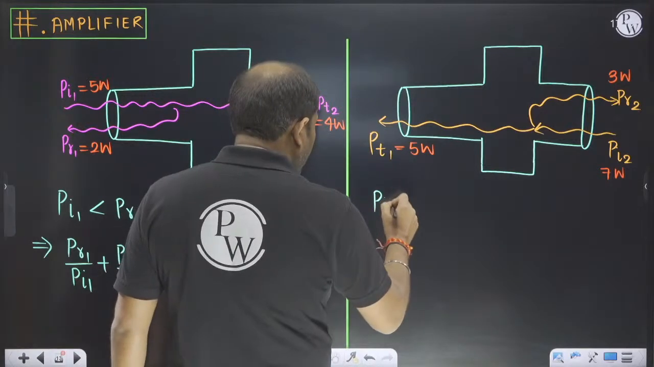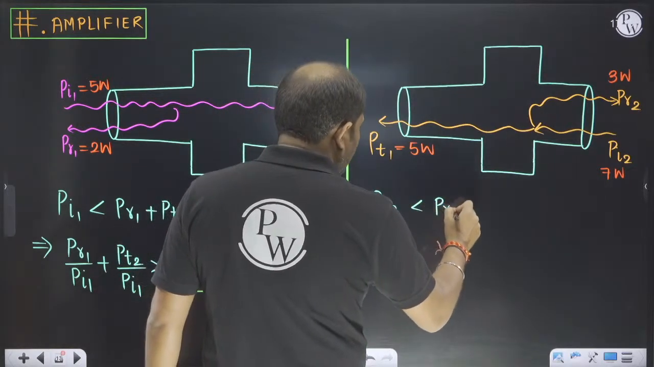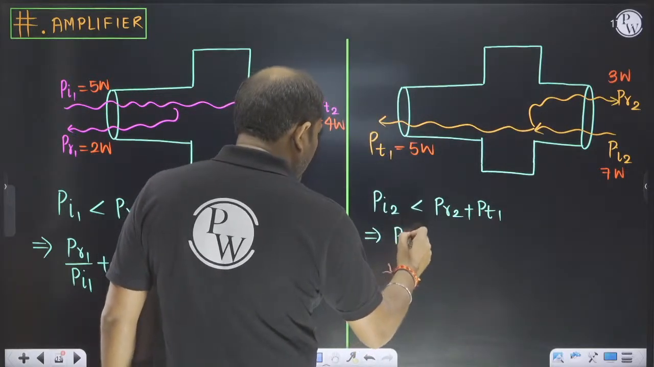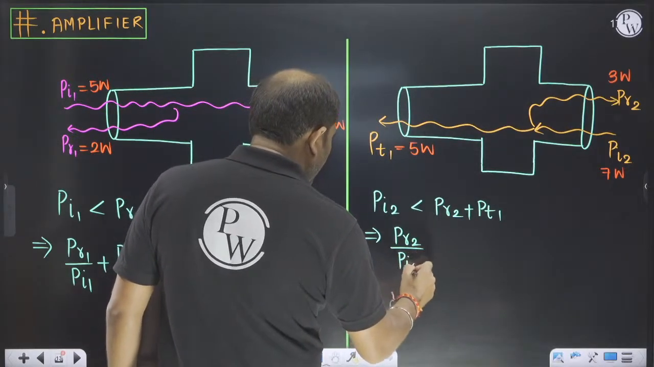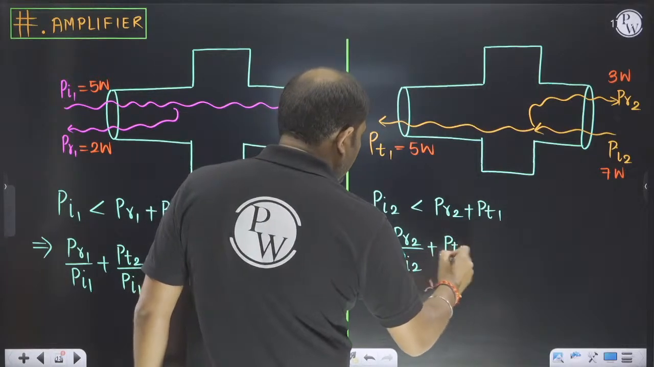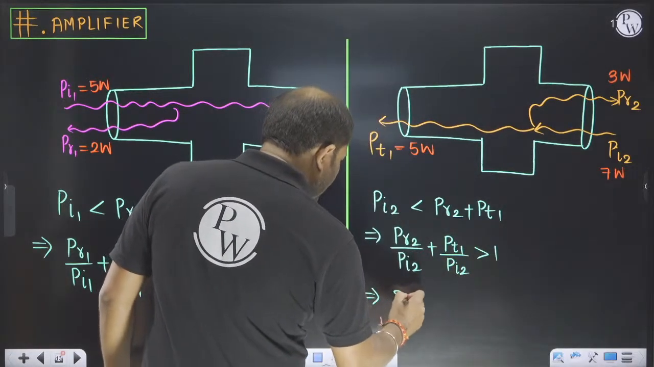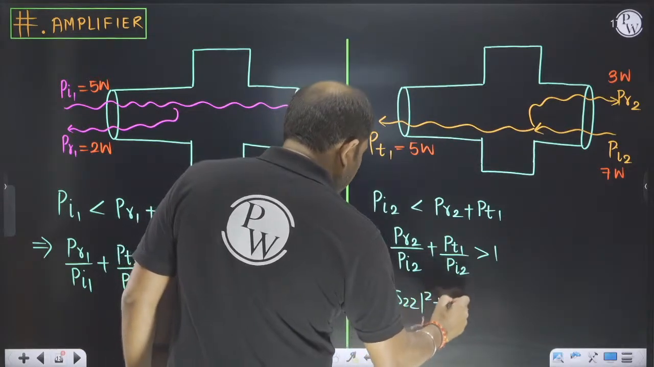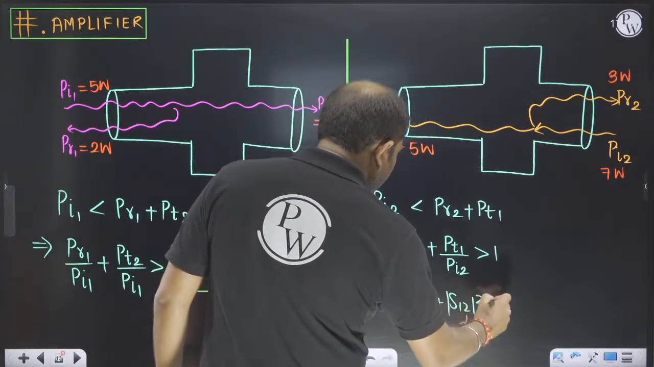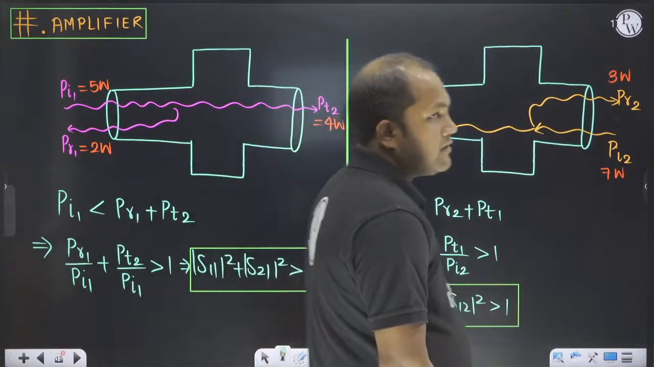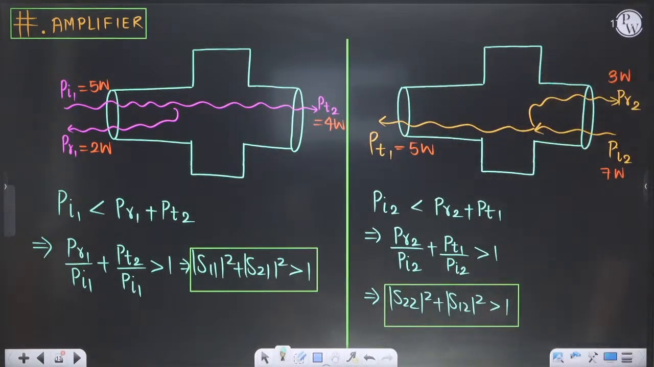Similarly, PI2 is less than PR2 plus PT1, and you can assume that PR2 upon PI2 and PT1 upon PI2 should be greater than 1. That means S22 square and S12 square should be greater than 1. This is the condition for S parameter. So this is the condition for S parameter for lossless, lossy and amplifier.